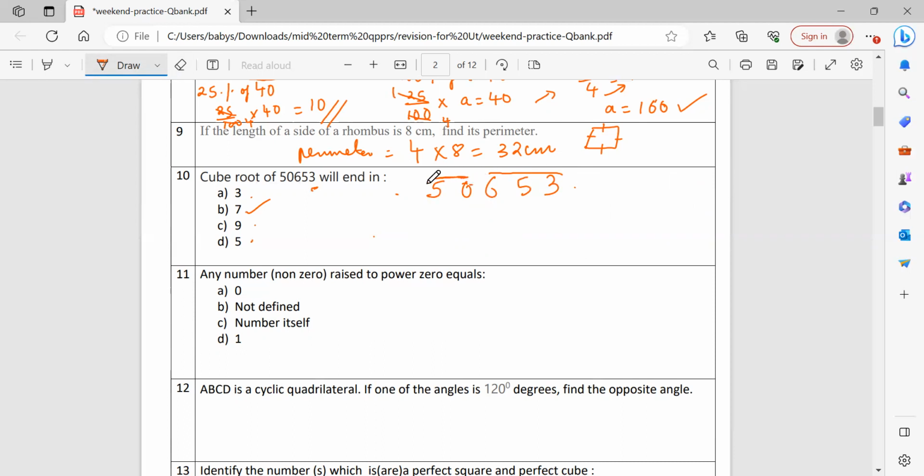You can just take these two. If you want, you can put a 0. 0 of 50 is just 50 itself, it doesn't make any difference. Now 653. It will be ending in 3, right? So if you want a number to end in 3, it is 7 cube. 7 into 7 into 7, 49 into 7 is 343. So that means if you're going with the cube root, there will be a 7 coming here.